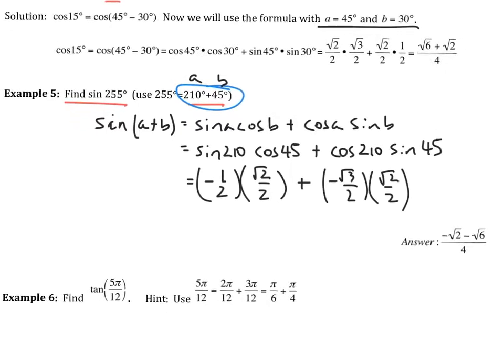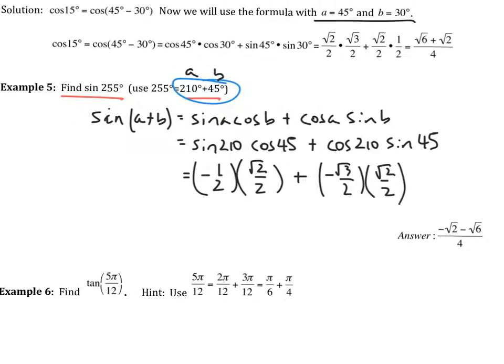Okay, from here, all we're doing is we're just going to simplify. So remember that you just multiply straight across, so therefore this becomes negative 1 times root 2 is negative root 2, 2 times 2 is a 4, plus negative root 3 times root 2 is a negative root 6, and then 2 times 2 is a 4. Okay, and then since the denominators are the same, I can rewrite it using one denominator. Okay? Questions?